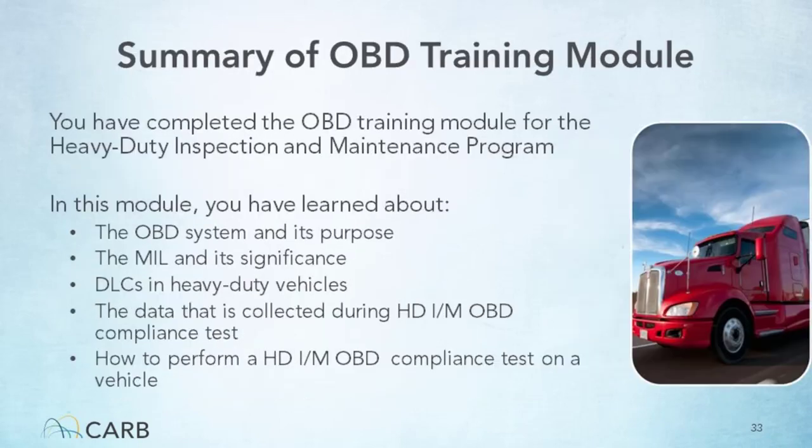As we have now reached the end of this training, let's summarize what you have learned about in this course. You have learned about what the OBD system is and its purpose. You have learned what a MIL is and its significance. You have learned the different types of DLCs that may be present in heavy-duty vehicles, as well as the data that is collected during HT-I&M OBD compliance tests. And finally, you have learned how to perform an HT-I&M OBD compliance test and submit the results to CARB.